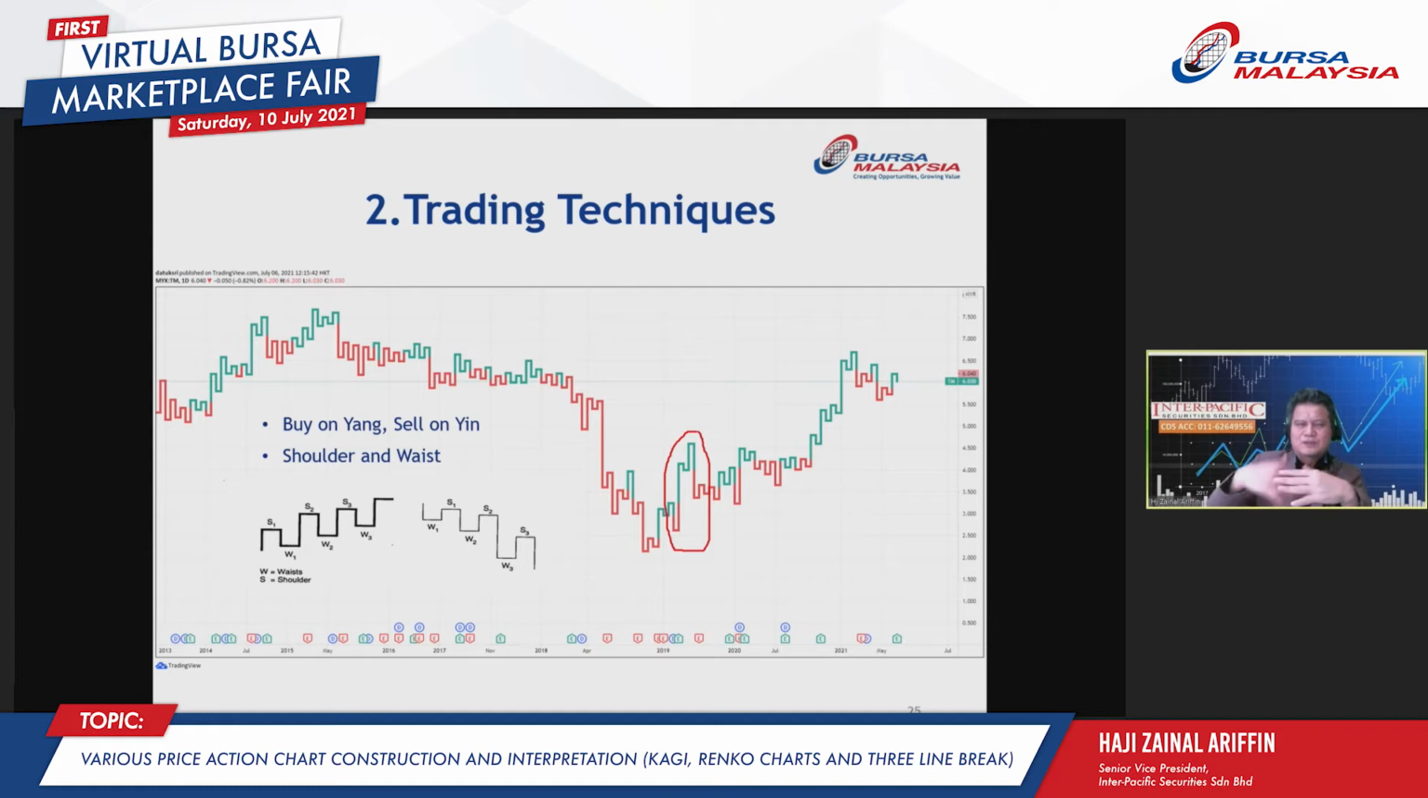So this is what I was saying just now: every time the price moves higher, or the price makes a breakout, or makes a new high, the color will change. So it's easier for you to see. It's much easier for you to see compared to some other types of charts. Okay, we go further.